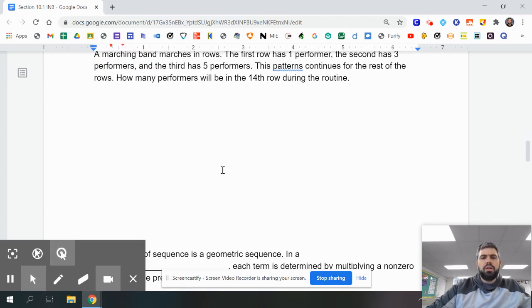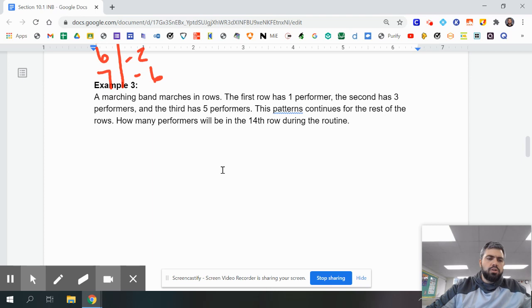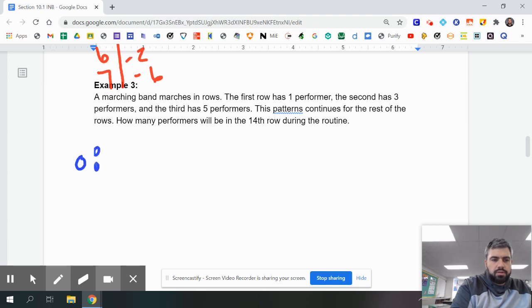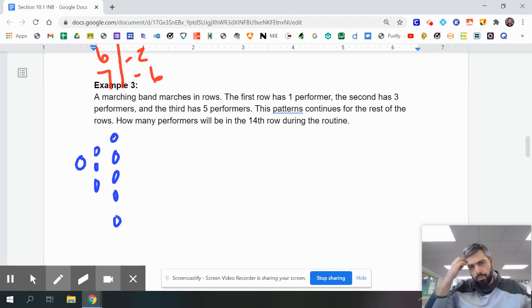Now, let's apply this to a word problem. It says, a marching band marches in rows. The first row has 1 performer. The second one has 3 performers. Then the next one has 5. And then for the next one after that, we'd have to figure it out. It says, figure out how many performers will be in the 14th row.